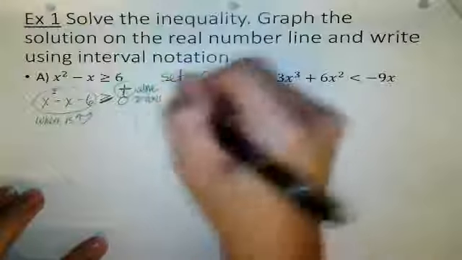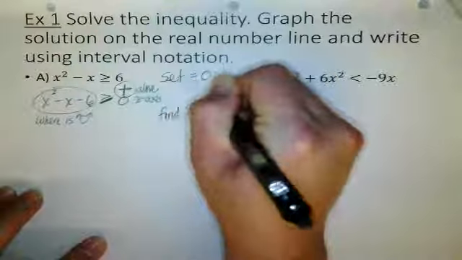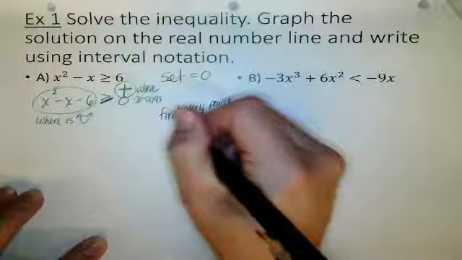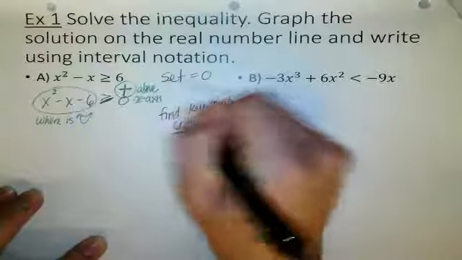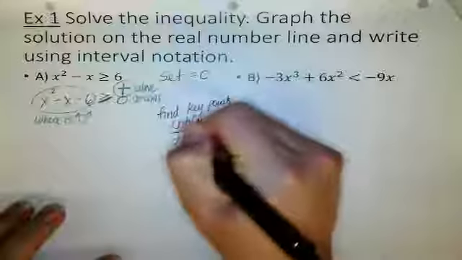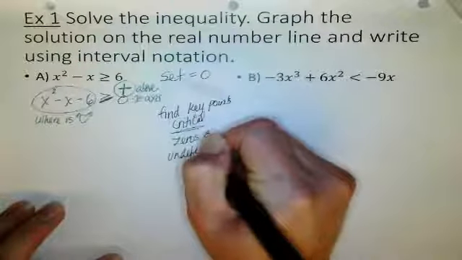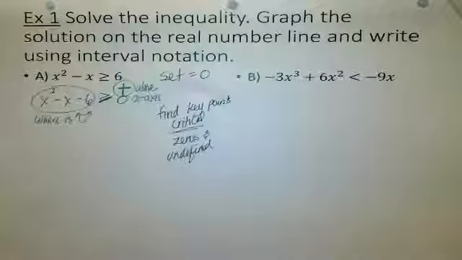The first thing we want to do is what your book calls find the key points, which I think are stupid. Critical points are what we're really looking for. Critical points is the language you'll hear. Critical points are the zeros and where something is undefined. And so these are the critical points.